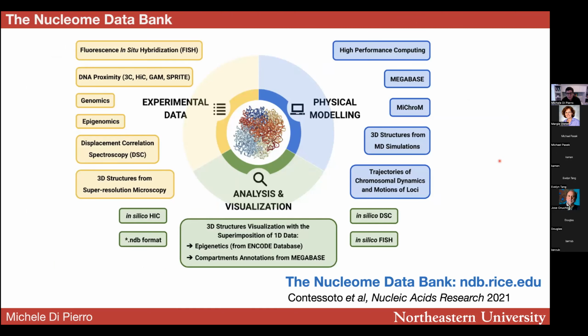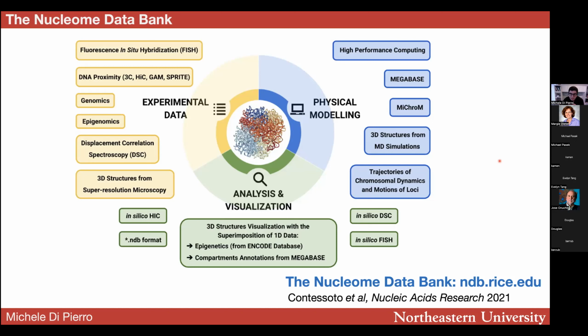So essentially, for each chromosome of each cell line, we have about 500,000 individual structures. So we had hundreds of millions of individual structures for chromosomes. And we wanted to share all this structural data, and also the methods that we used to calculate these conformations or to analyze them. We wanted to share with the community of researchers.